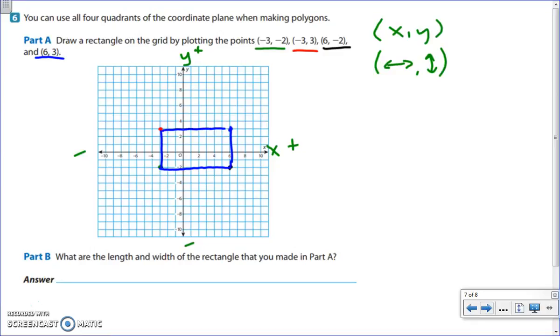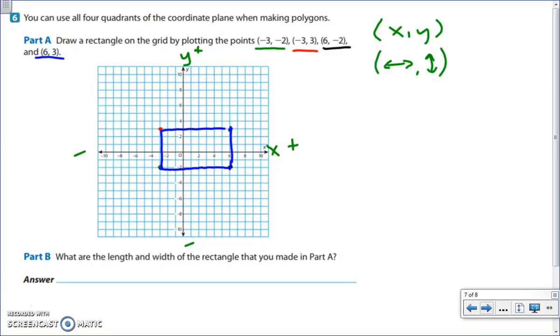All right. A few things that I recognize about this is that it is not symmetrical over the axes. If I folded the rectangle over the x-axis or the y-axis, I would not have a perfect alignment of the corners of the rectangle, also known as the vertices of the rectangle. So we have completed part A by drawing the rectangle on the grid and plotting the points.